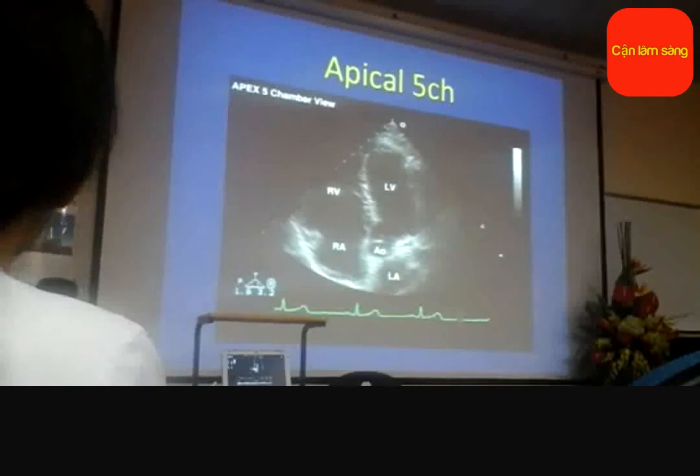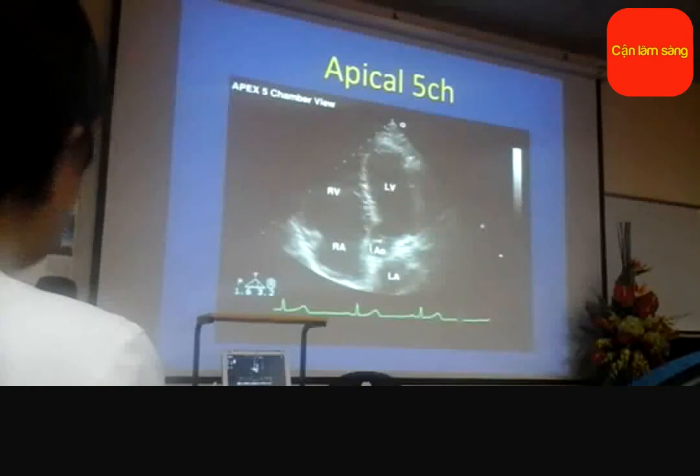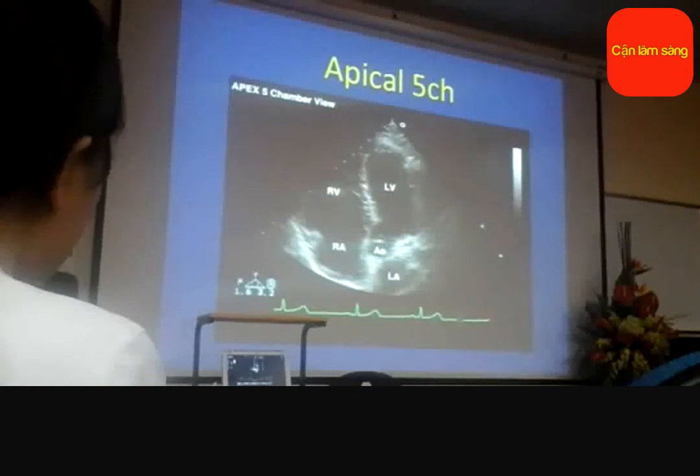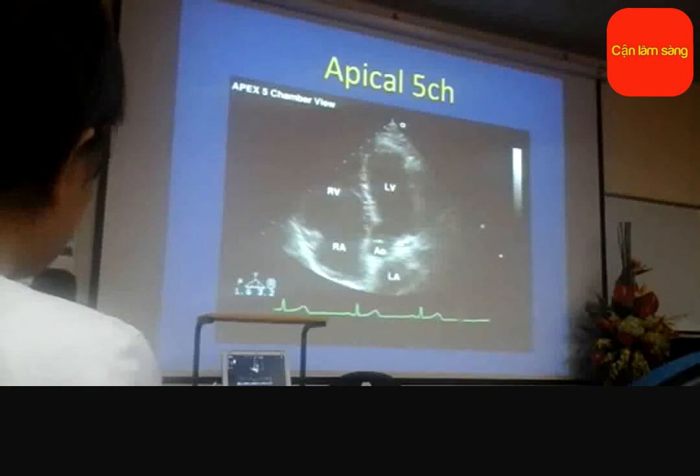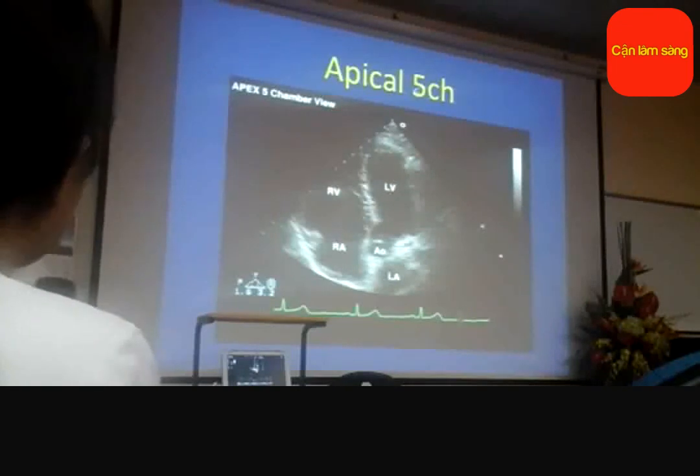If we angle the beam up superior, we start seeing some of the left ventricular outflow tract and the aortic valve. We call this the apical five chamber view, but I don't think there's really five chambers.